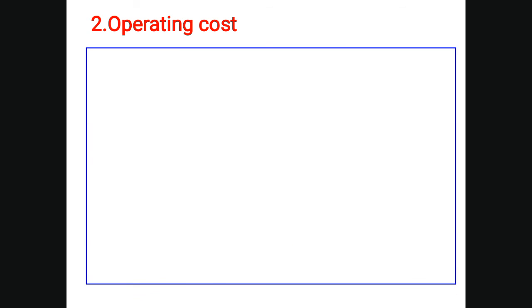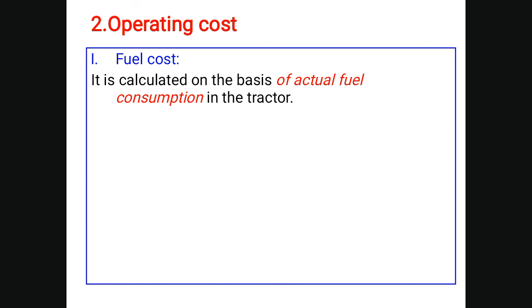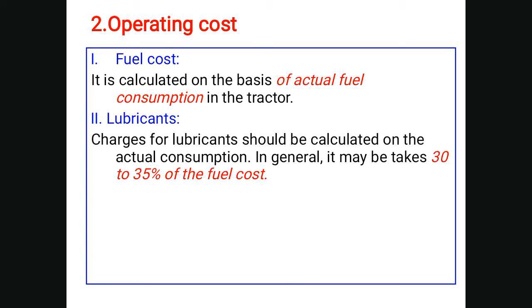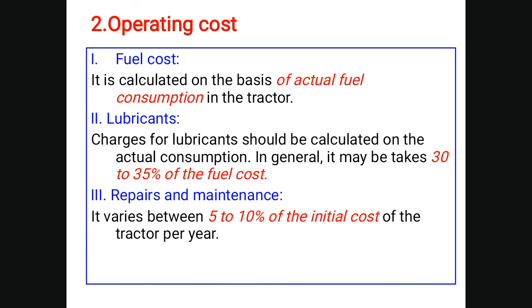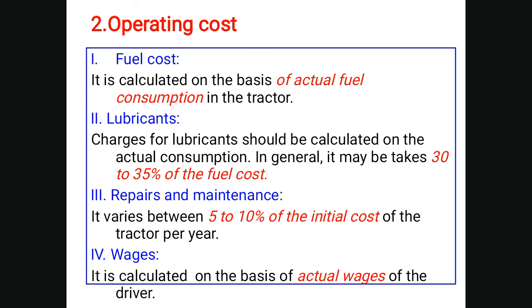Now the operating cost. Fuel cost is calculated on the basis of the actual fuel consumption in the tractor or machinery, and lubricant charges should be calculated on the actual consumption. In general, it may be taken as 30 to 35% of the fuel cost. Repair and maintenance varies between 5 to 10% of the initial cost of the tractor. And wages are calculated on the basis of the actual wages of the driver.